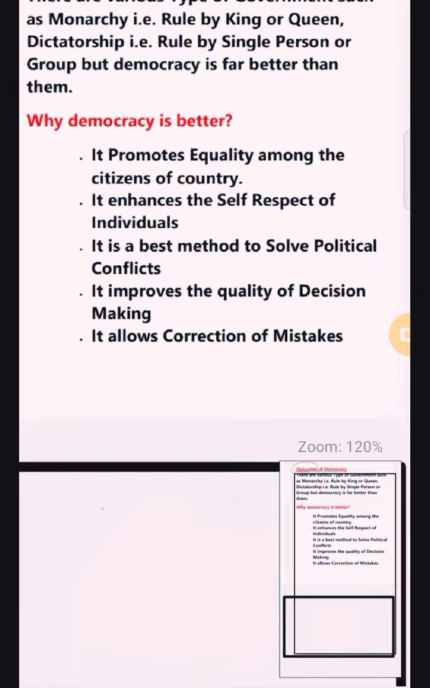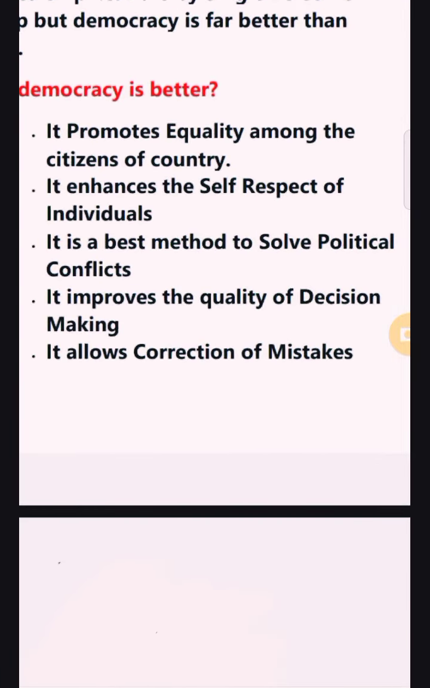You have seen all these points already, that it promotes equality among the citizens of the country, doesn't it? Yes, it does. It gives all the citizens equal political rights, social rights, economic rights. Economic doesn't mean that the government will distribute wealth among all the citizens, but yes, it ensures that each and every citizen gets equal opportunity, right? Then it enhances the self-respect of citizens. What we call the dignity of the citizens is maintained in democracy. Whatever your social status is, whatever your economic status is, does not matter. You all are the citizens of India, right?